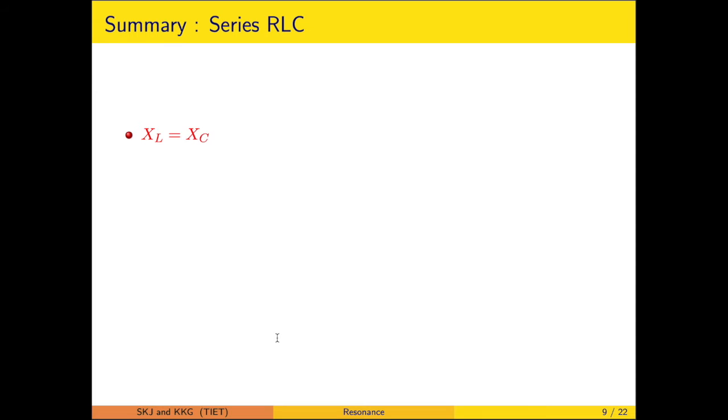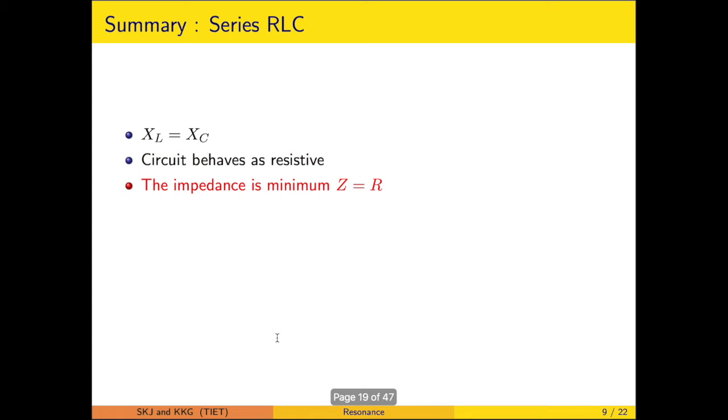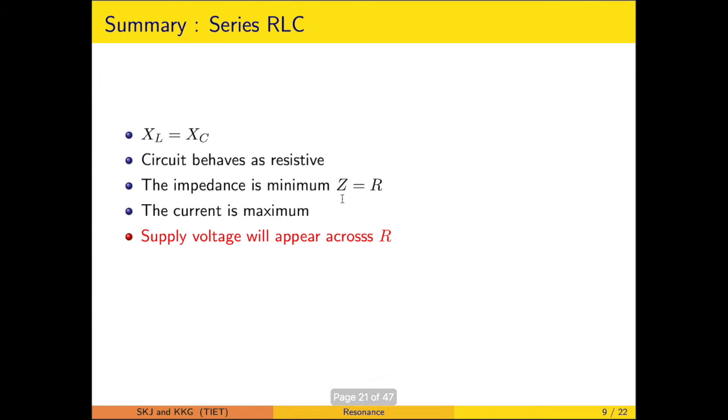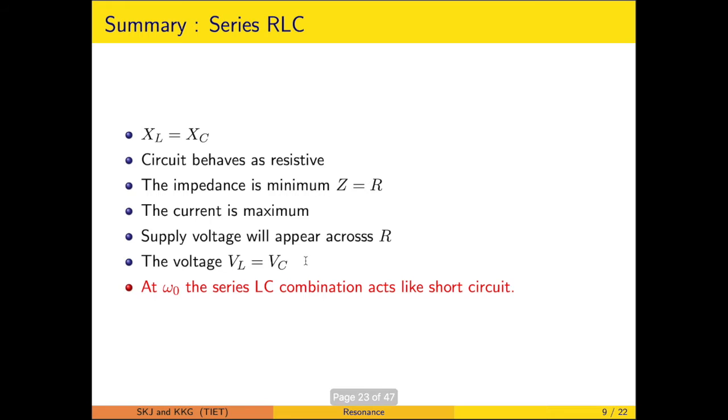So we can make a summary: XL is equal to XC for a series RLC circuit, circuit behavior is resistive, impedance is minimum, Z is equal to R, that we have seen. When the impedance is minimum, the current will be maximum, supply voltage is appearing across the resistance, and an important observation here as well is that VL is equal to VC, so that suggests that at omega 0 the series LC combination acts like a short circuit.